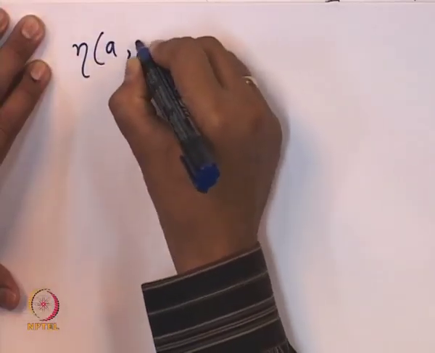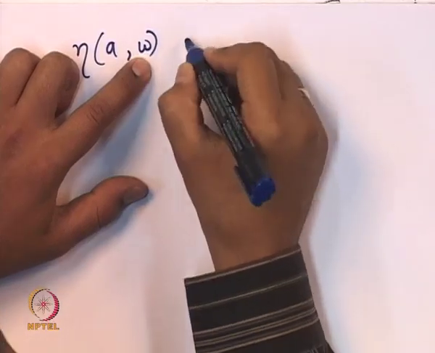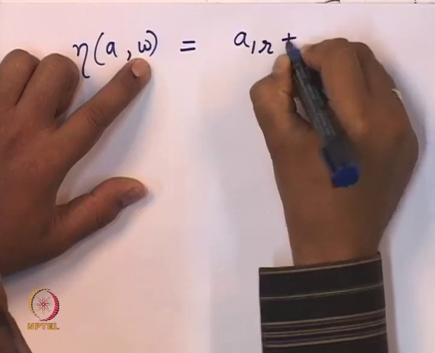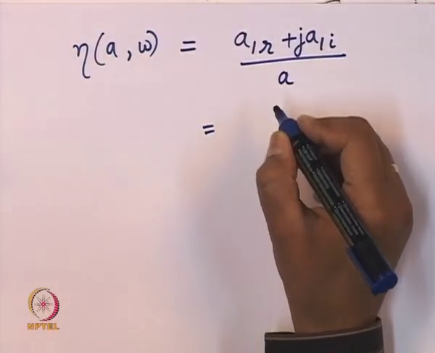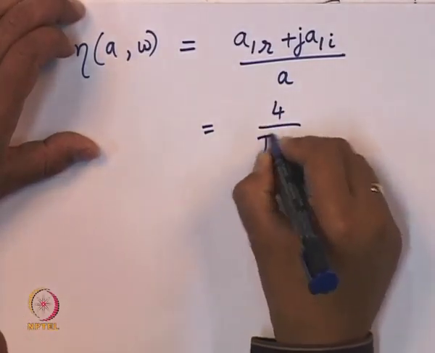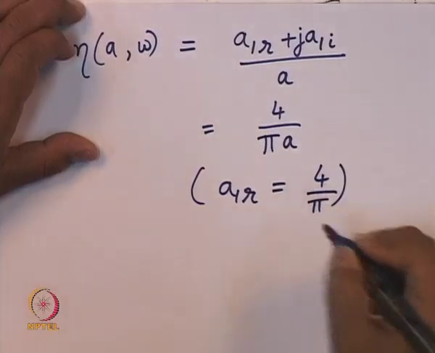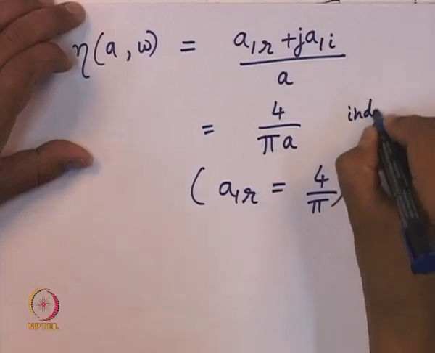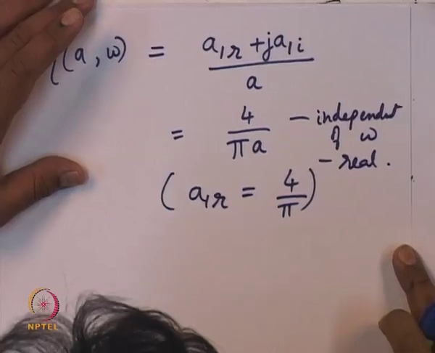So now we are ready to calculate the describing function for this example. What is the describing function? Eta of a, as I said, the describing function is allowed to depend on both the amplitude of the input sinusoidal signal and the frequency omega of the input sinusoidal signal. That is equal to a 1 r plus j times a 1 imaginary part, divided by a. Then this turns out to be equal to 4 over pi, because we already calculated that a 1 r is equal to 4 over pi. Notice that this is, first of all, independent of omega. Second, this is real.